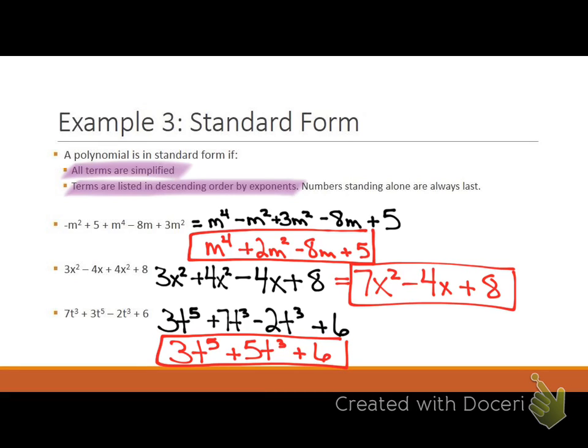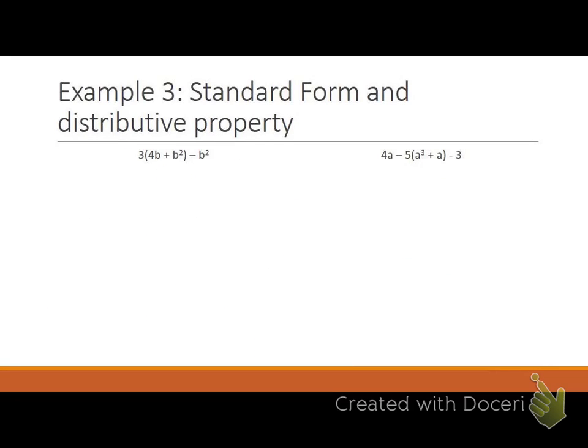What if, though, we had something like this, and it says write it in standard form now? All right, I know it's small, but it says 3 parentheses 4b plus b squared minus b squared. They are not like terms inside the parentheses. So now I have to distribute, or I have to get rid of the parentheses by multiplying 3 times every term inside the parentheses. Distribute.